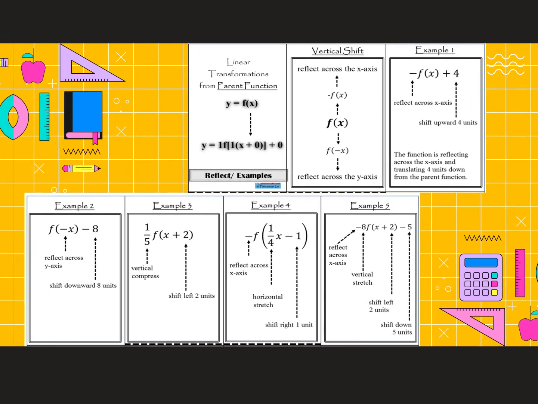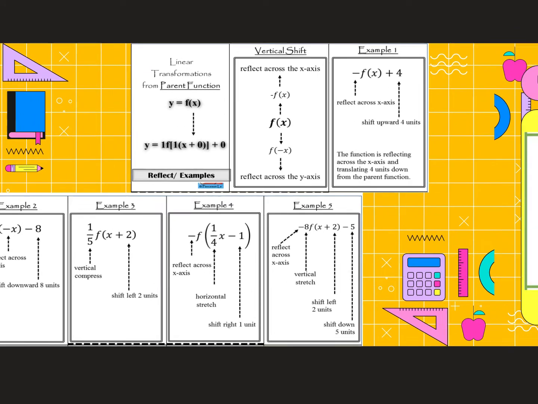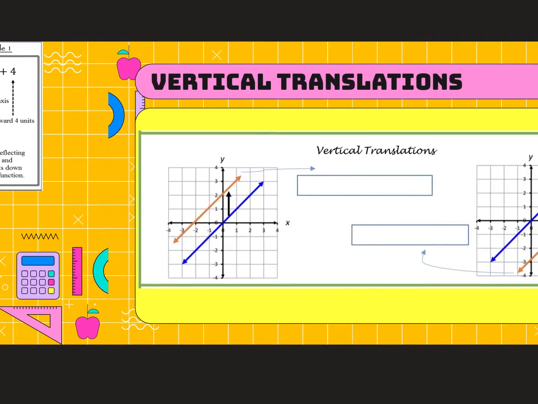All right, so again, just giving you some more examples. Example 1 is showing how it's reflected. So again, making it negative. Example 2 is showing a shift and also reflection, vertical compression, reflection across the x-axis. Just giving you some different examples that we are going to see. And then the last piece that we're going to look at is a vertical translation.